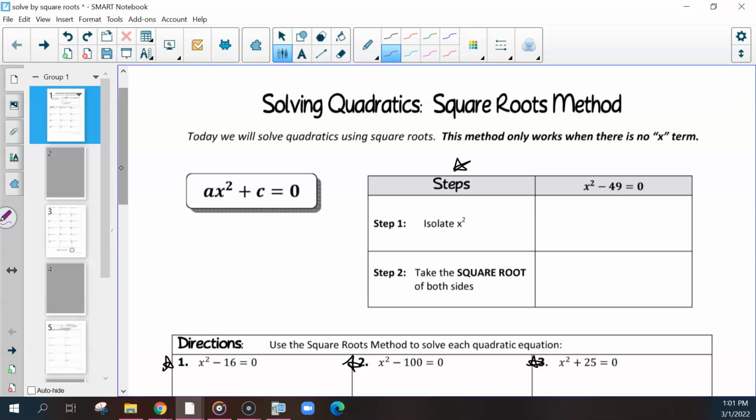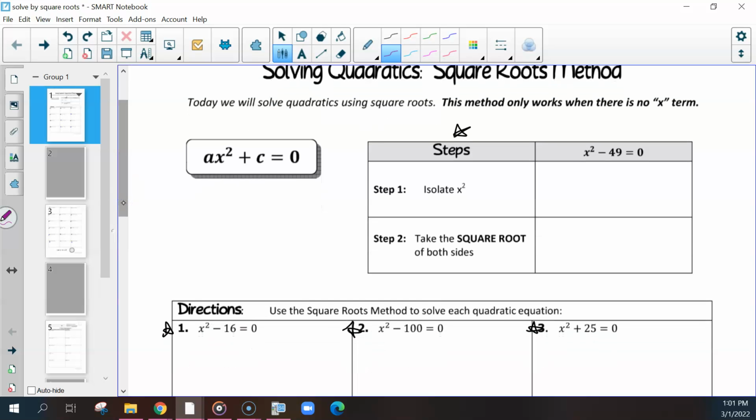One of the ways to solve is using square roots. But this only applies if there's not a middle term. So usually when we have trinomials, we have the ax squared plus bx plus c. That's what Mr. Northrop was talking about, the ABCs. In this method, we cannot have a bx, or that middle term. If we do, we can't use this method.